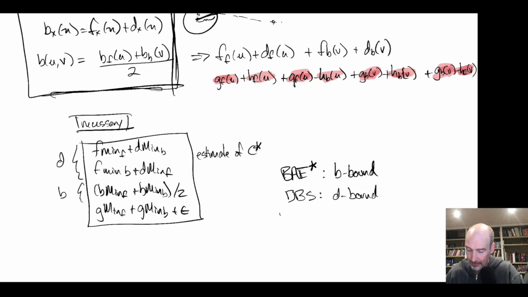And then there's DBBS, which is using the D and the B bound. The only issue here is that there is a cost to maintain all of these estimates. So when you search with these estimates, you're going to have to pay some cost for maintaining those. But generally speaking, if you can maintain that cost, then we can search much more efficiently because we're able to use front-to-front information.